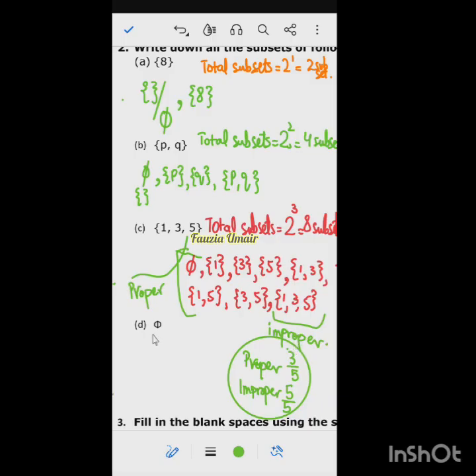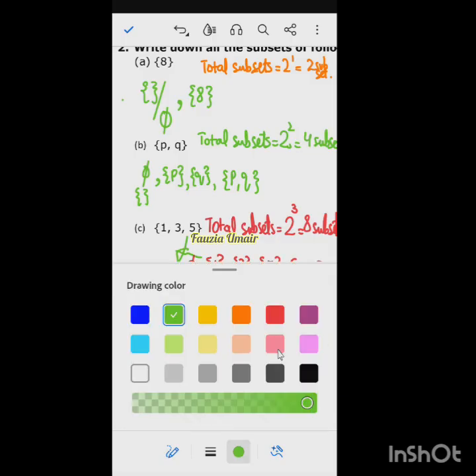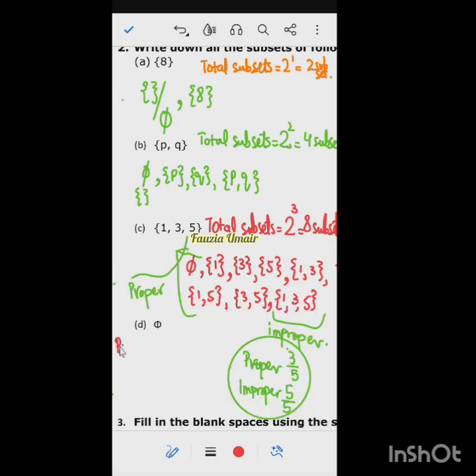All right. What about the last part? The last part is an empty set. So how many possible subsets? What are the possible subsets of this set? What is n here?